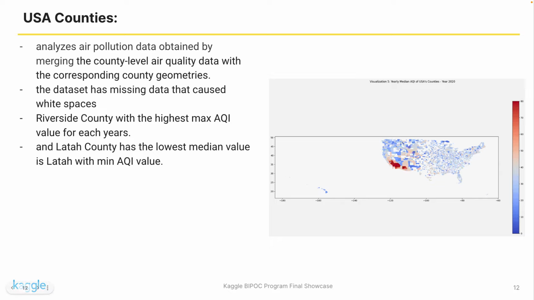Similarly for the county level, we see there are a lot of white spaces caused by missing values in the data sets, which were later replaced by one, a minimal value, so a lot of the visualizations have less differences compared to the ones I've shown above. If we delve down, Riverside County consistently records the highest max AQI value each year, while Latah County consistently reports the lowest mean and median AQI value.